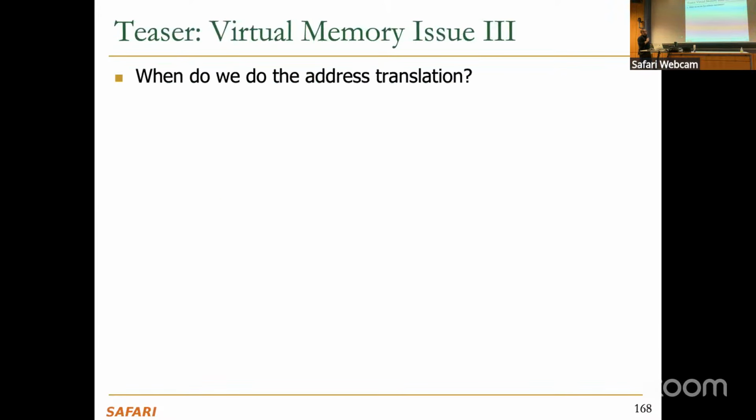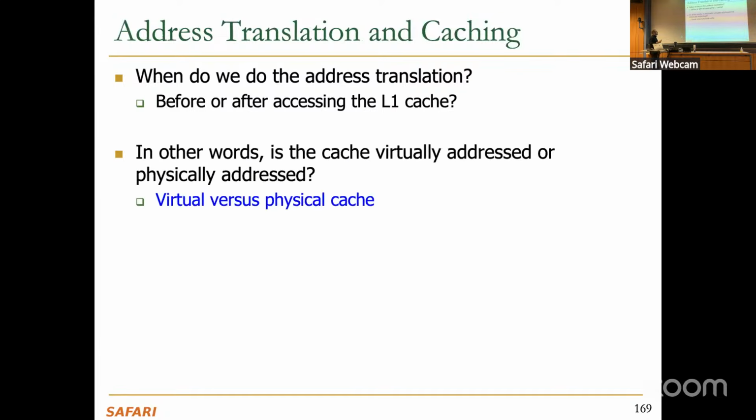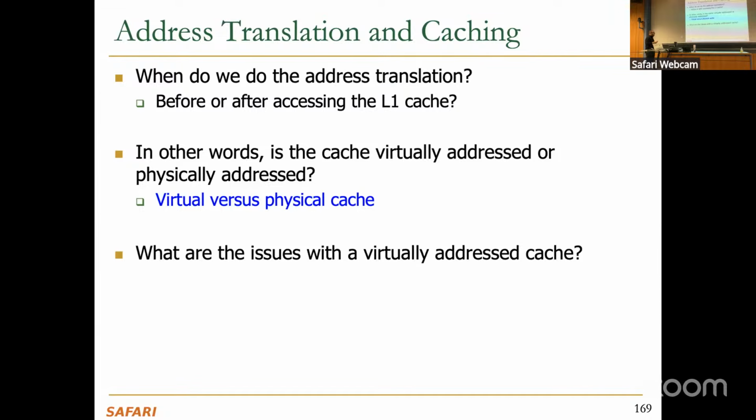Another big issue with virtual memory is, when do we do address translation? Do we do it before or after accessing the L1 cache? In other words, is the cache virtually addressed or physically addressed? There is this concept of virtual versus physical caches. And the question is, what are the issues with the virtually addressed cache? Why can I not simply access my cache with virtual addresses? Does anyone have any idea why?